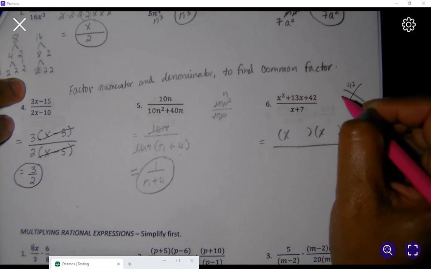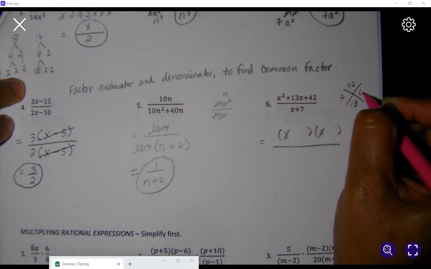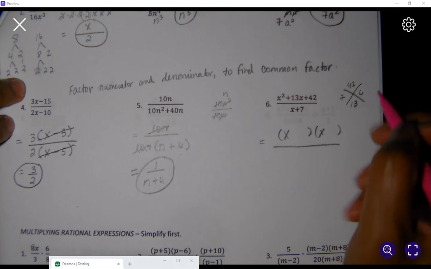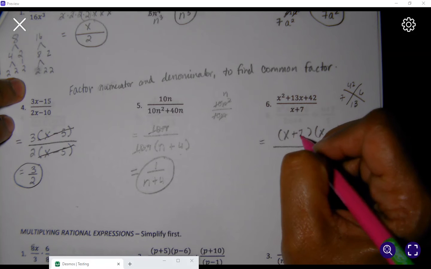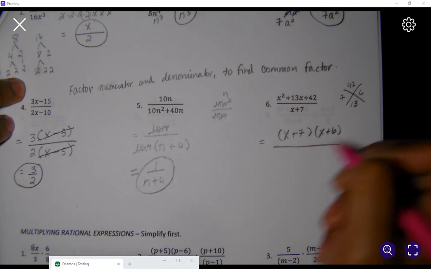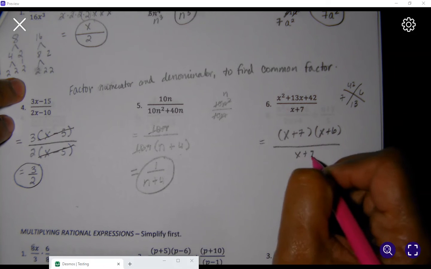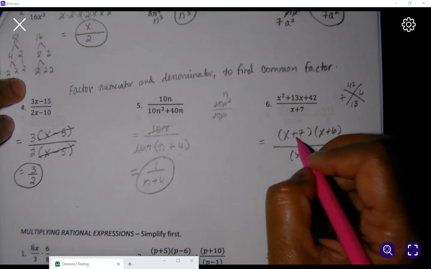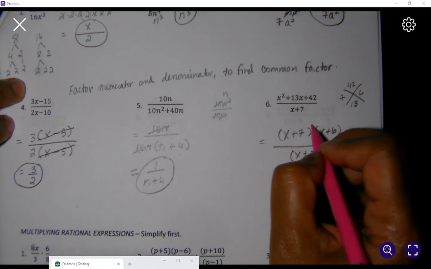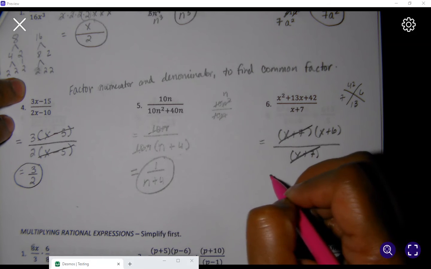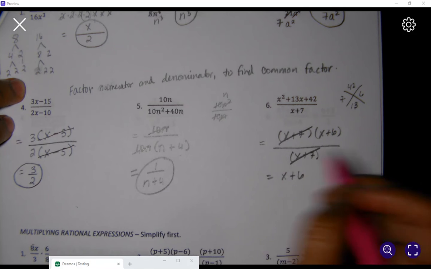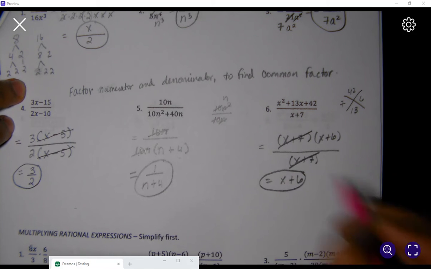So that would be what? 7 times 6, because 7 times 6 is 42, and 7 plus 6 is 13. That works. And then you have x plus 7. Now, you notice that there's a factor, x plus 7, in the numerator and x plus 7 in the denominator. I can now cancel those out. And then you have x plus 6. That is my final answer. That's my simplified version.